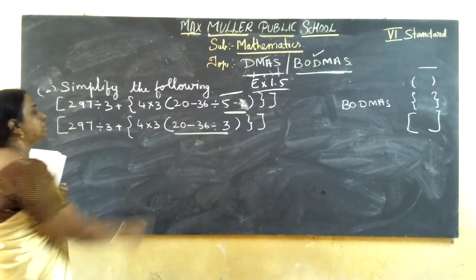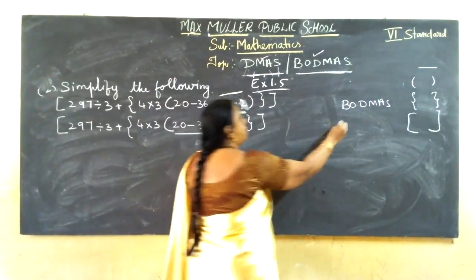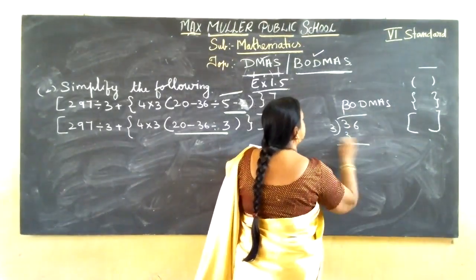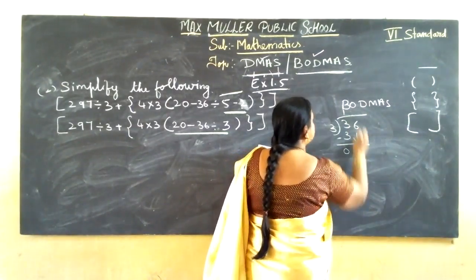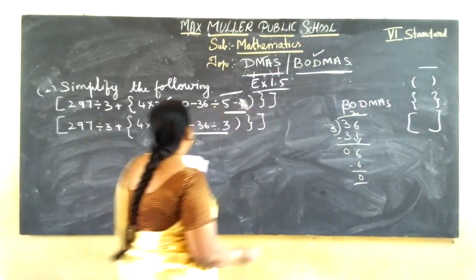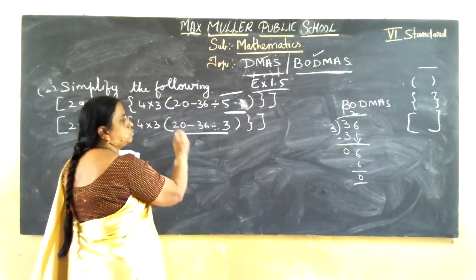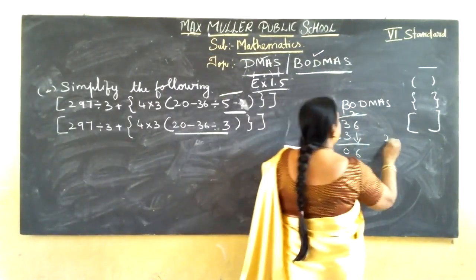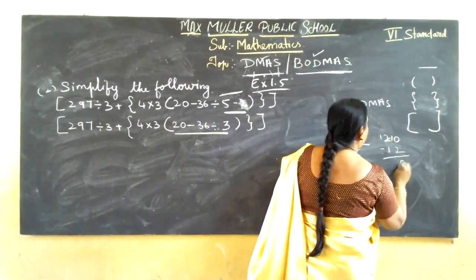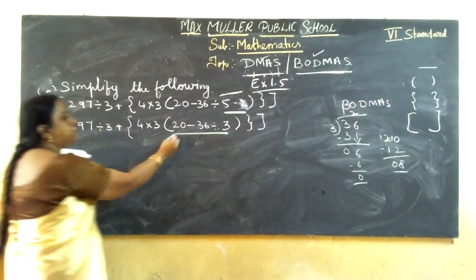Which one you should solve? This one you should solve. This one how to solve? First division. 36 divided by 3. So here 3 ones are 3, 0. Bring down 6. 3 2s are 6, 0. So here 12. So here what? 20 minus 12 gives 8. So what is the answer? 8. So remaining, so only this bracket we solved.